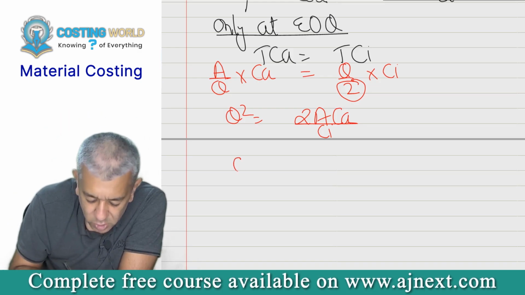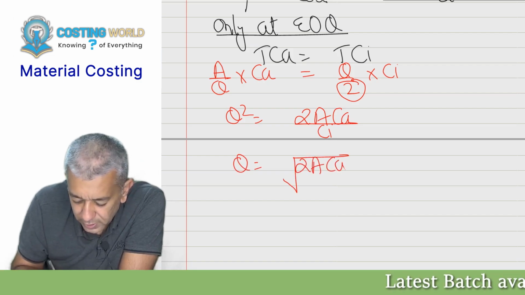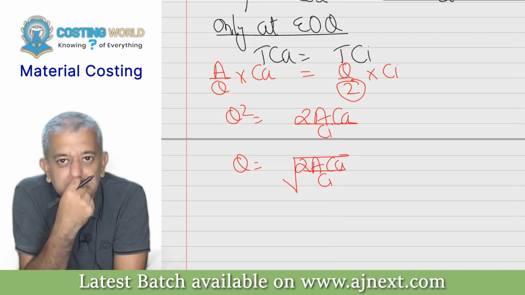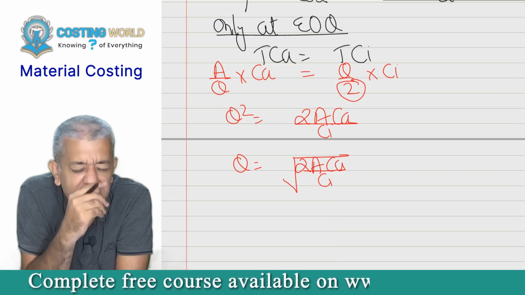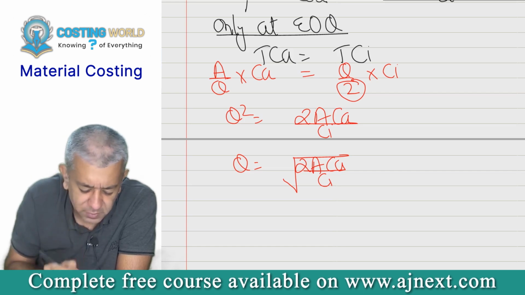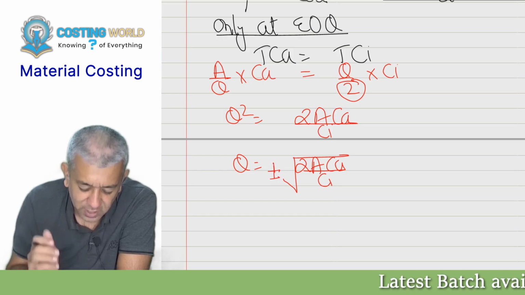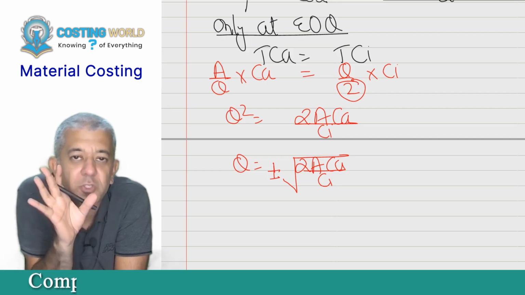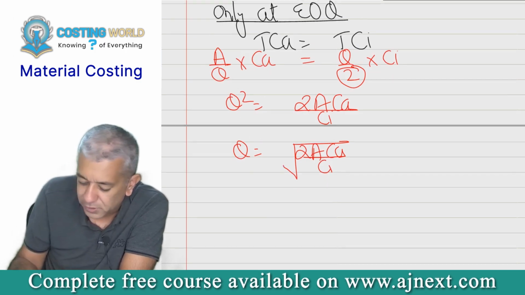Now, it's all done. So, write down Q is equal to square root of 2ACA upon CI. Now, some people who are extremely good in maths, they are like Newtons of the commerce stream, say, sir, we should write plus minus over here, sir. That is whatever our professor had told. Correct, no? Yes, sir. Okay, but this is quantity, it cannot be plus and minus. So, don't write down those stupid things, okay?